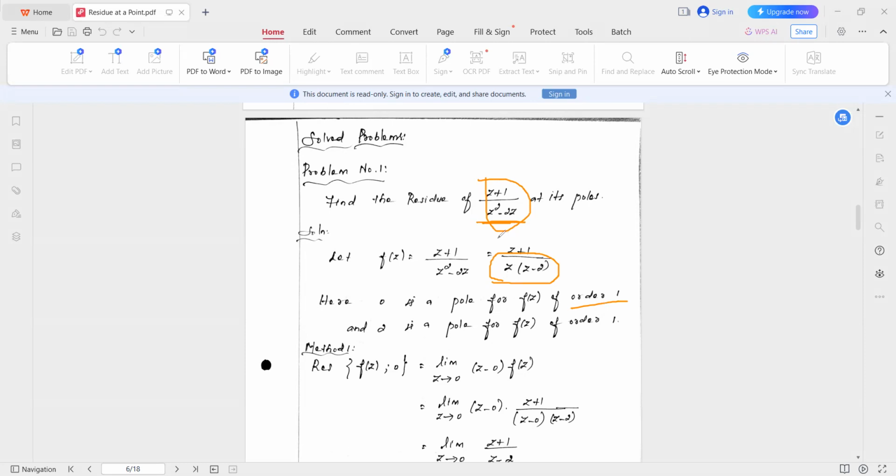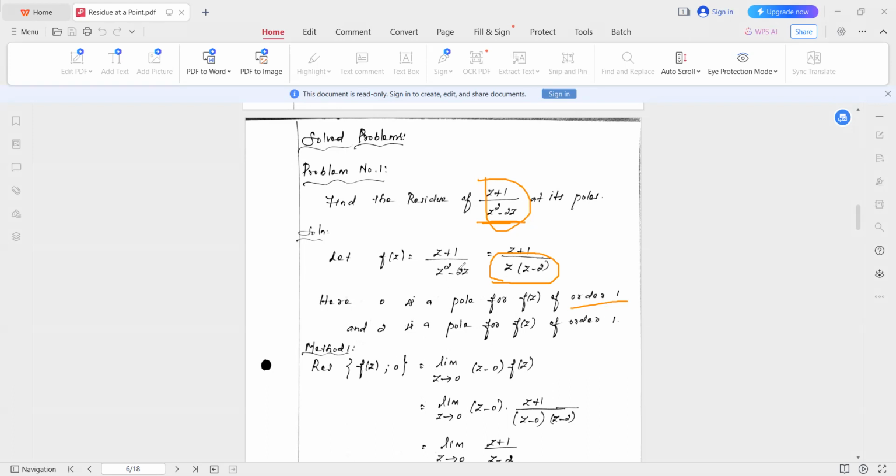Here I have shown all three methods. I have used all three formulas to find the residue of the function f of z at the points 0 and 2. In the later problems, I will use only one formula; in this problem only, I use the three formulas to show you. First, method one: we use the first formula.